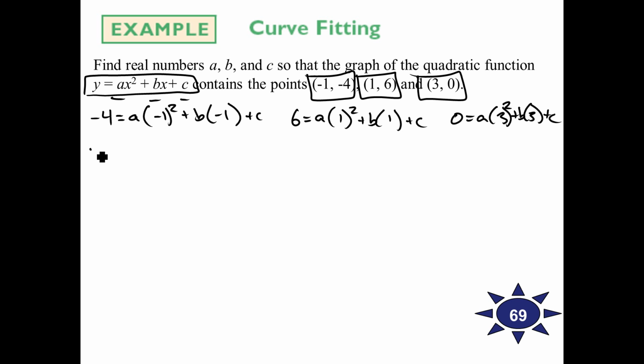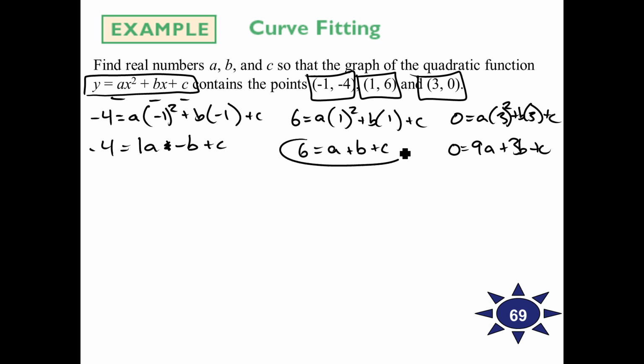Let's clean all these up here. We've got negative 4 equals 1a minus b plus c. And then we also have 6 equals a plus b plus c. And then we have 0 equals 9a, 3 squared, plus 3b plus c. Hey, look at that. We've got 3 variables and 3 equations. Let's see if we can solve here. I'm going to take this equation and put it over here. 6 equals a plus b plus c.